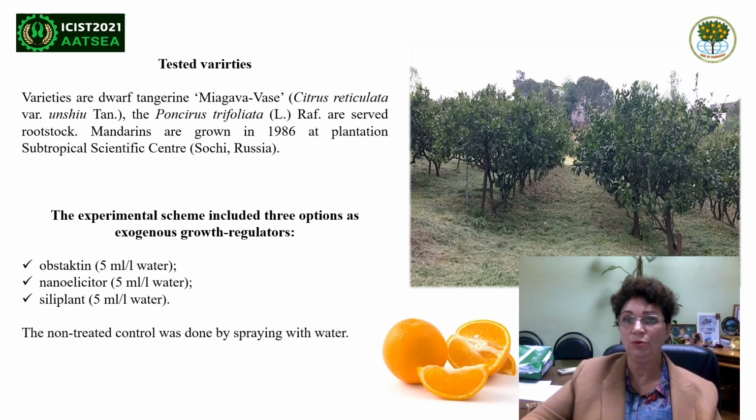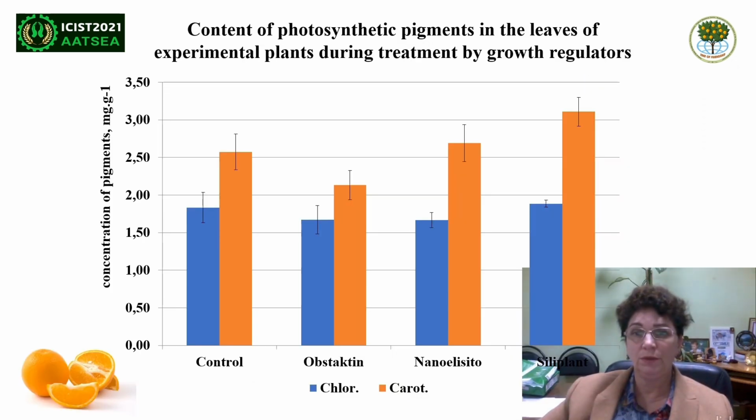Foliar spraying during the growing season was carried out 3 times at different phases: first in late May to beginning of June, second in late June, and third spraying one month before harvest in September. The results showed that treatment of plants with the growth regulators Obstactin, Sileplant, and microbiological nanoelicitor didn't affect the content of green pigments in the leaf.